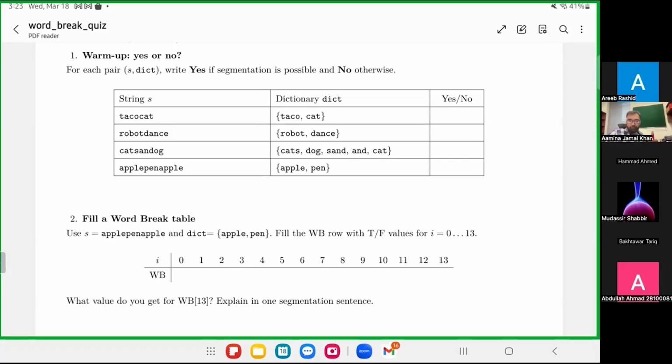So what will WB of 5 represent? It represents the first 5 letters, which is Apple. Yes, it does. So WB of 4 represents 4 letters, okay? Remember that WB of 0 was the empty string, WB of 1 is a string of length 1.